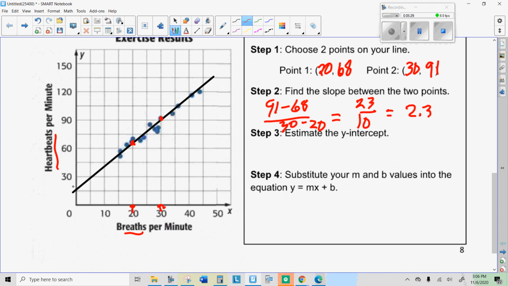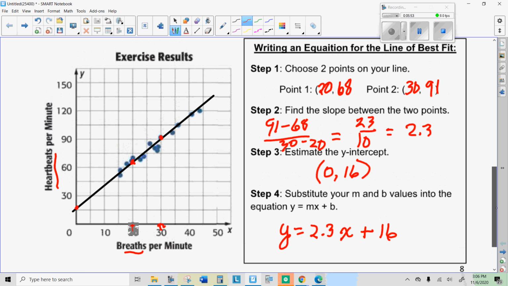Now the other thing I need is the y-intercept, which is right there, and that looks to be about 16 on the graph. So now I have an equation that I can use to model that data, and it's y equals 2.3x plus 16.